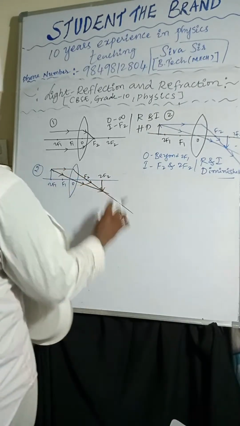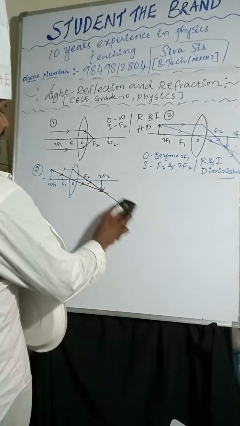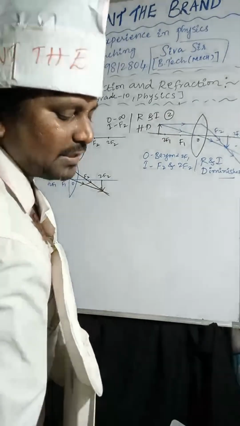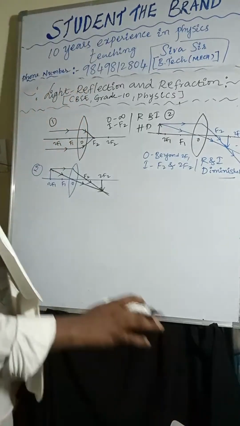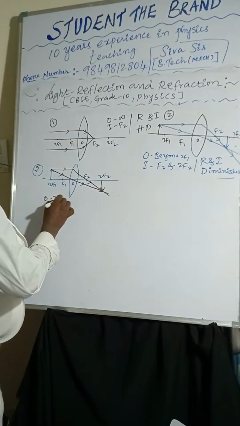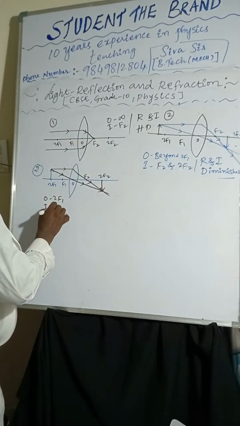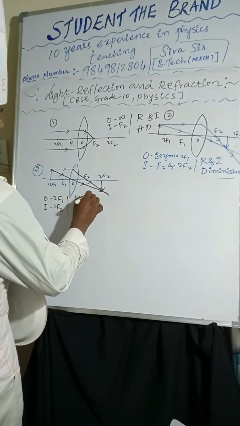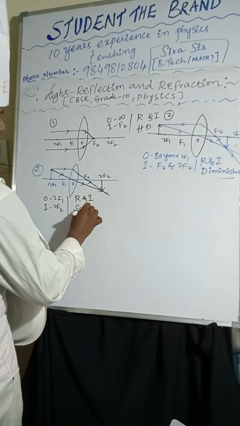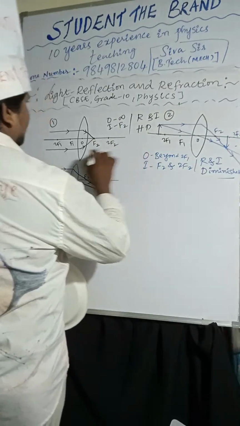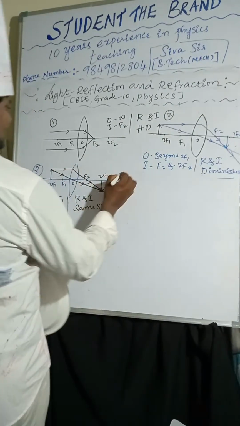The object is at 2F1, so the image will also form at 2F2. The nature of the image is real and inverted. The size of the image is the same size. So this is the third. Coming to the fourth one.